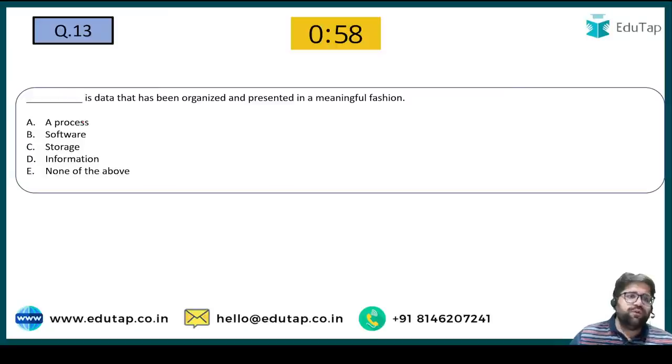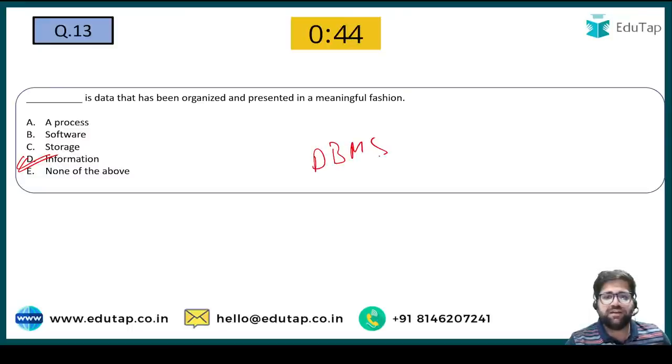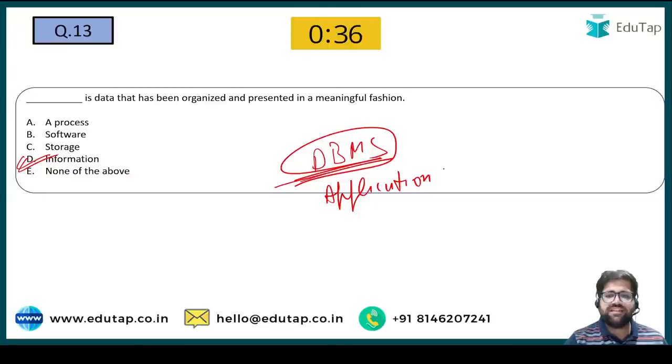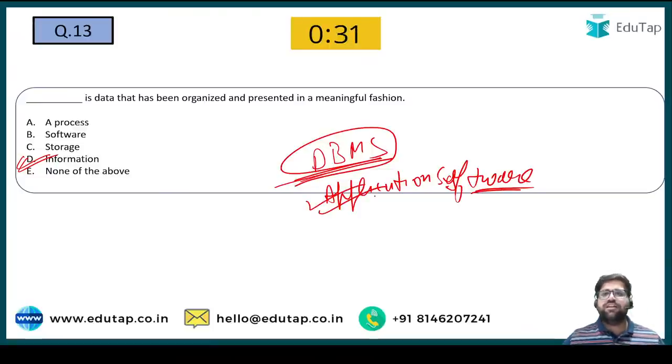Okay, so now let's move to question number 13. Question number 13, dash is the data which has been organized and presented in a meaningful fashion. Here I think there has been a repetition. The correct answer here will be information. This particular question has been taken from database management system, DBMS, a very important category when it comes to computer applications. This is an application software, please remember. There are different types of software. In DBMS, you give different data and that is converted into meaningful information. So this is a very easy question, and I'm not waiting much on this particular slide.